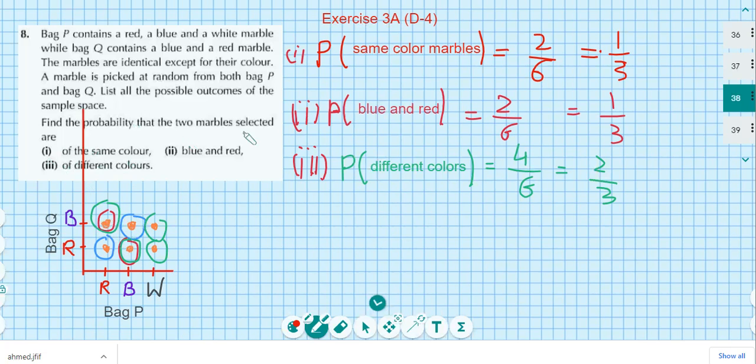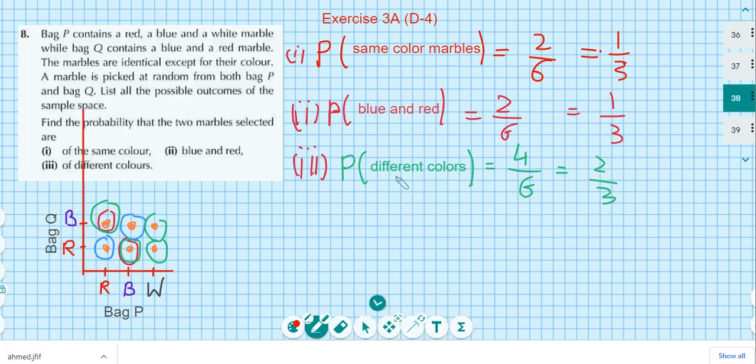In part one, we have to find the probability of the same color. The same colors are red, red, and blue, blue. I have shown this with the red color, and same with blue and blue. So there are 2 outcomes. So the probability will be 2/6 equal to 1/3.